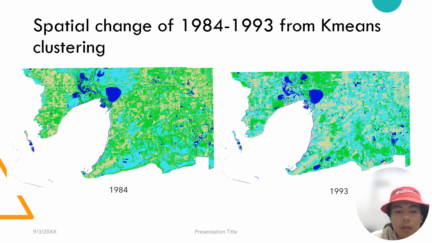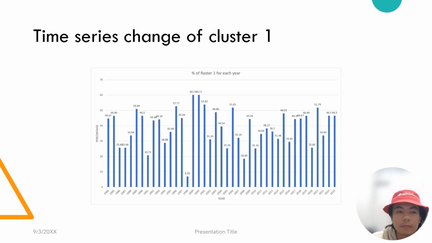Comparing 1984 to 1993, we can see the change. We can see it's so different between 84 and 93. And later on, we will show you the percentage of each class.